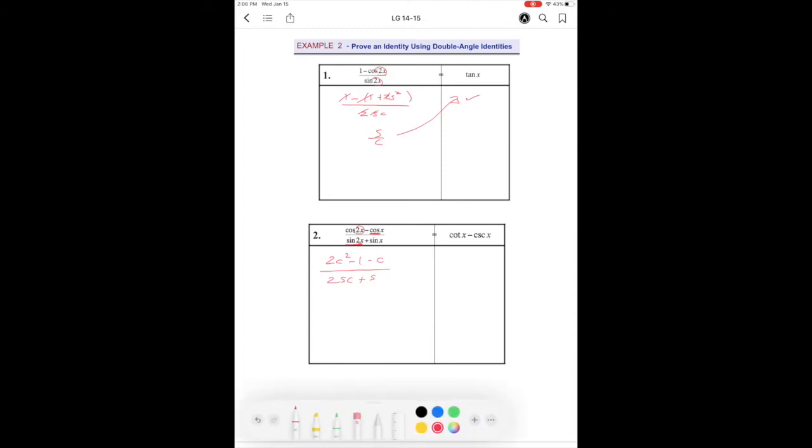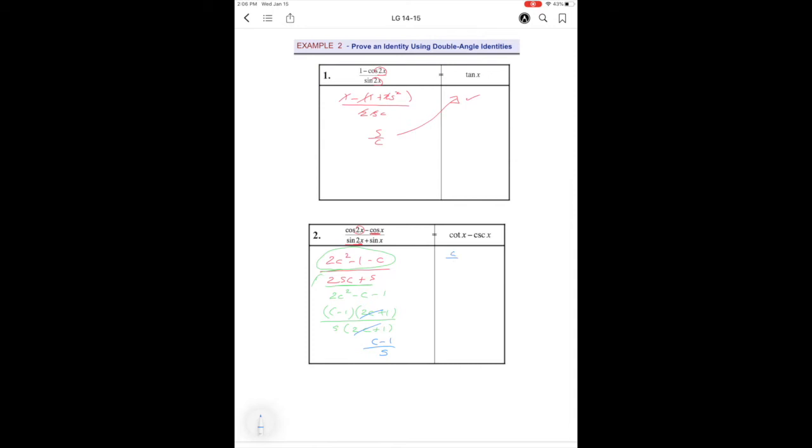Now, when I look at this, I want to organize this top part right here so I can factor. So just put it in order. And now this is just difference of squares or decomposition. So when you do it, it becomes C minus 1 and 2C plus 1. And on the bottom right here, I see an S common. And now I can see that this can take that off, and I have a C minus 1 over S.